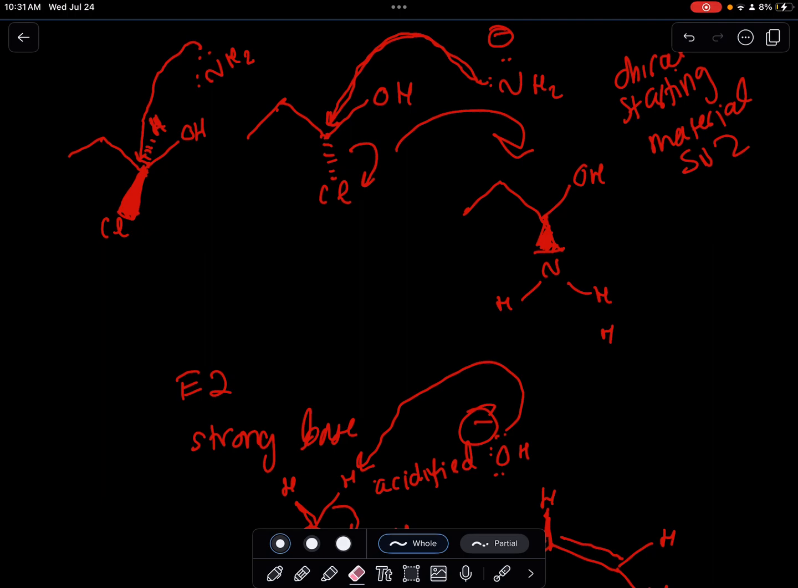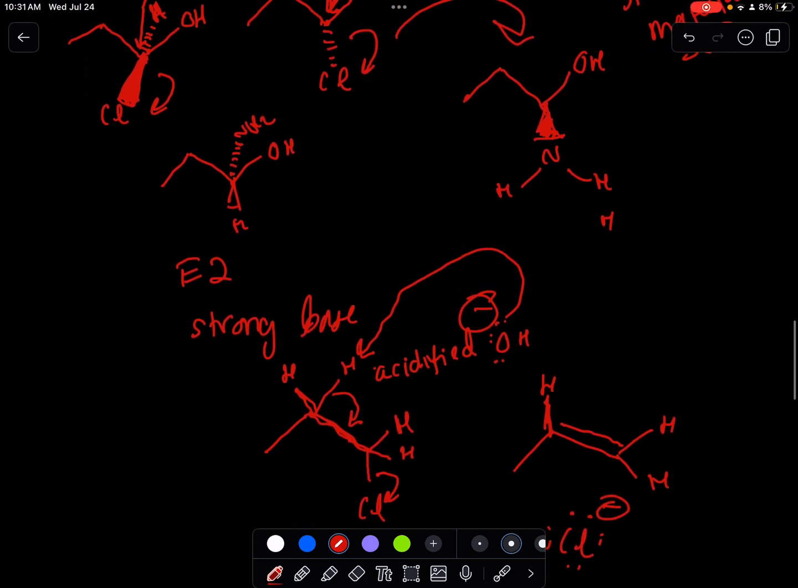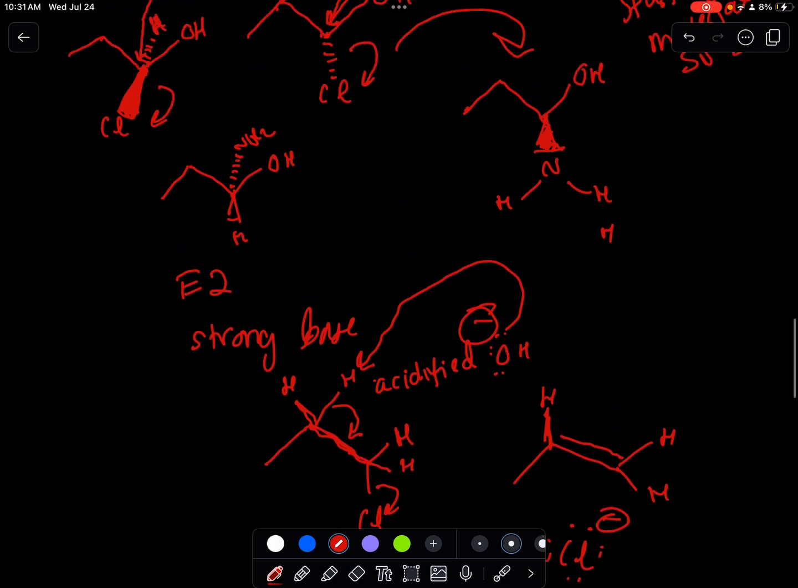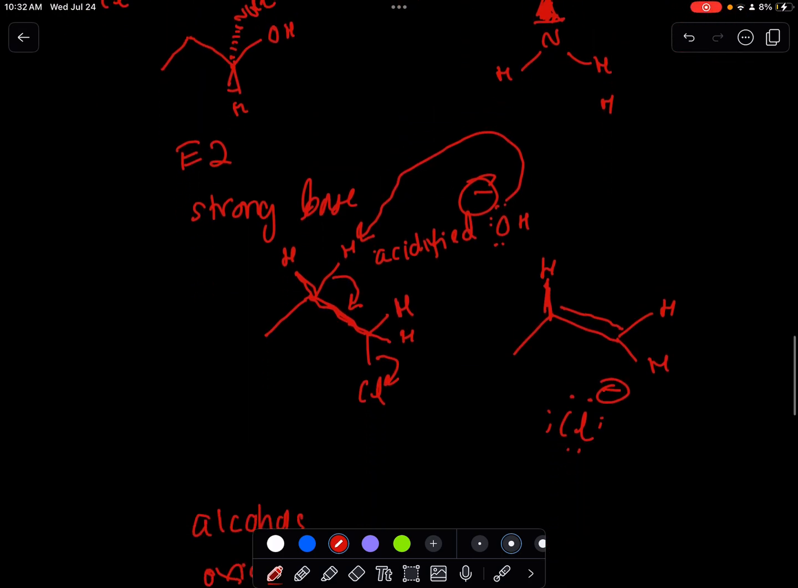And so when it does that, it's going to expel this chlorine. And because it is attacking from the back, you get this. So that is a very key component of an SN2 mechanism, and it's the reason we generate the opposite configuration.